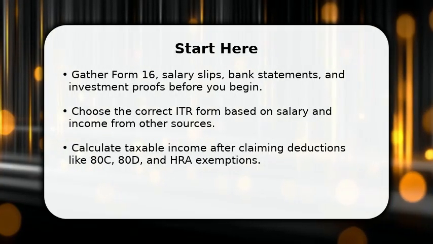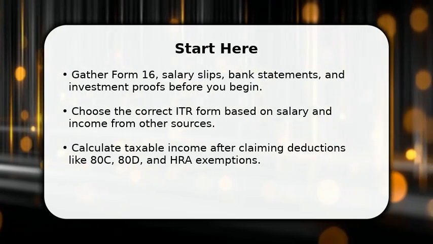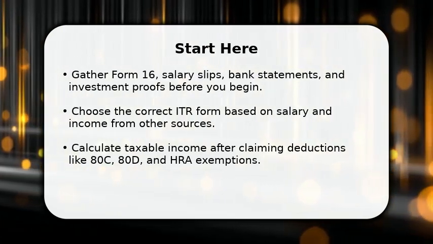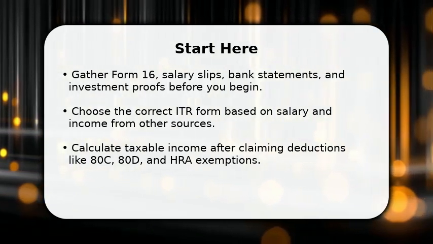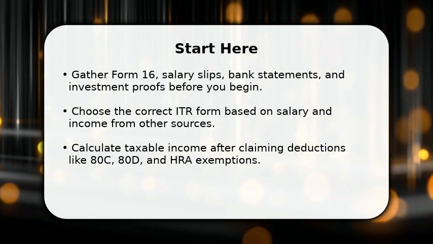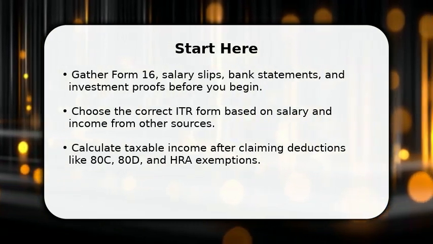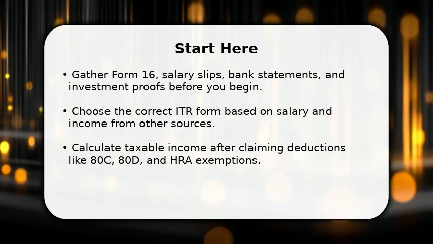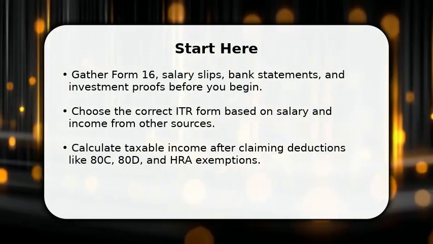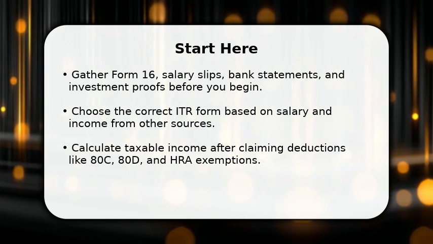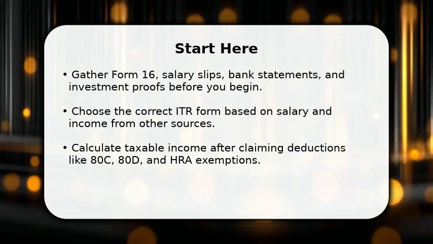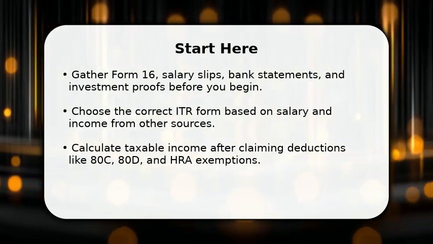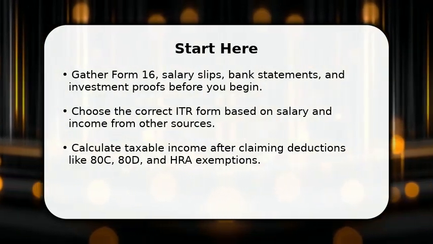In this video, I will explain how to file tax return for salaried person, updated. First, gather Form 16, salary slips, bank statements, and investment proofs to prepare documentation. Next, pick the right ITR form for salaried taxpayers and confirm whether you need to include any side income or capital gains. Then compute taxable income by applying deductions like 80C and 80D and determine your tax liability before filing.